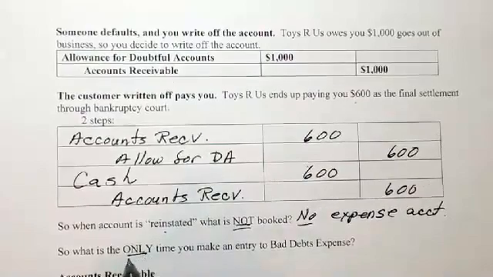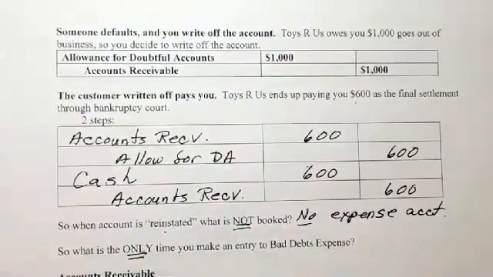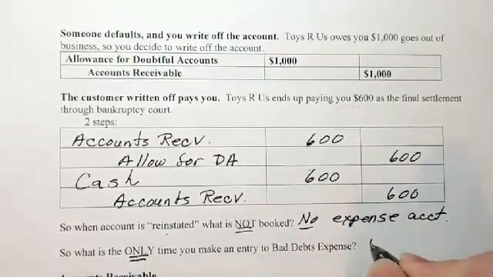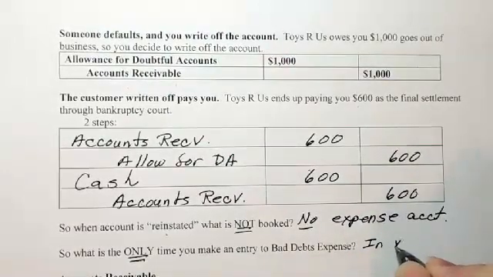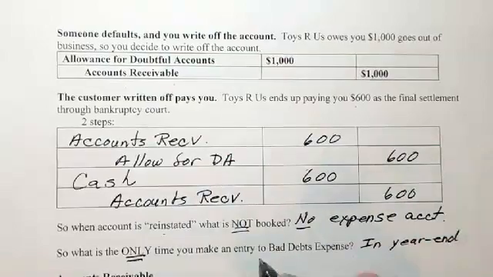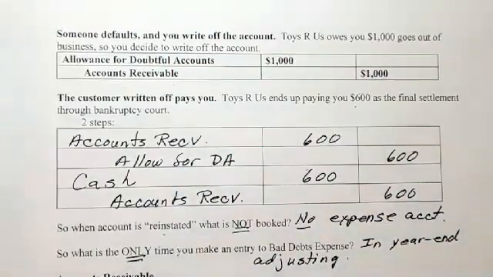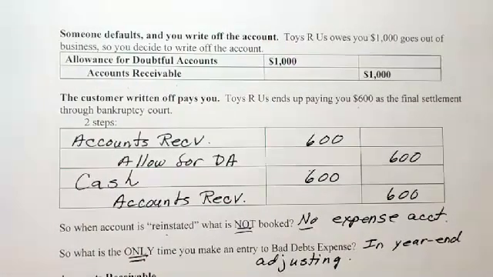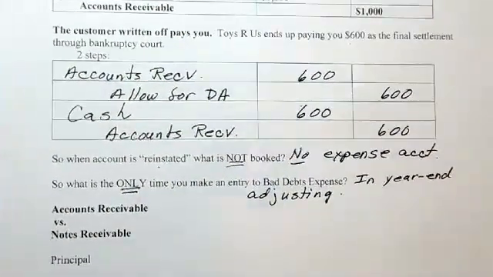That means the only time that you make an entry to bad debt expense is in that year-end adjusting journal entry. So that one adjusting entry is the only time. This is one of the few times where I can say there's no exceptions. The only time you make an entry to debit bad debt expense. When in doubt, pick another account.